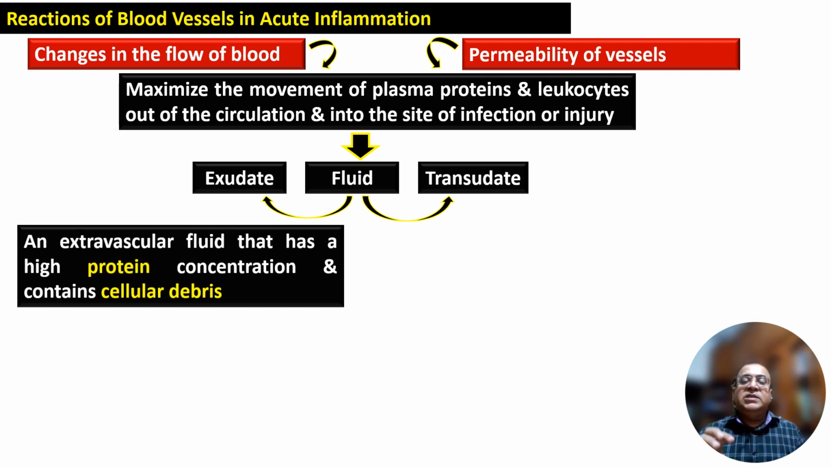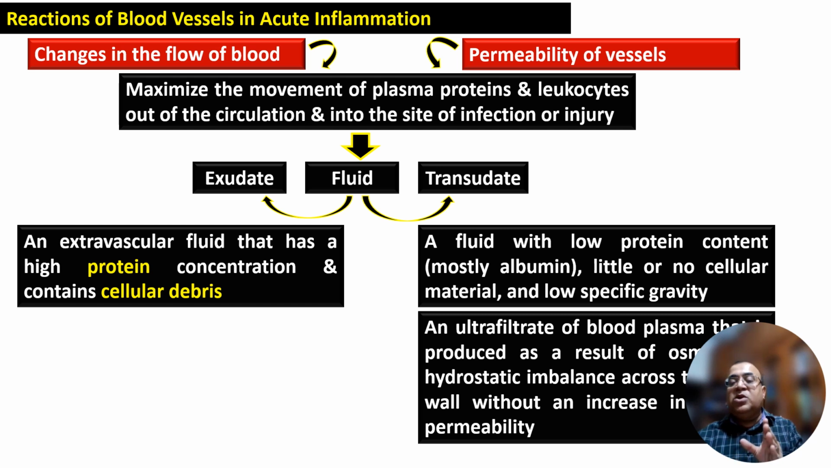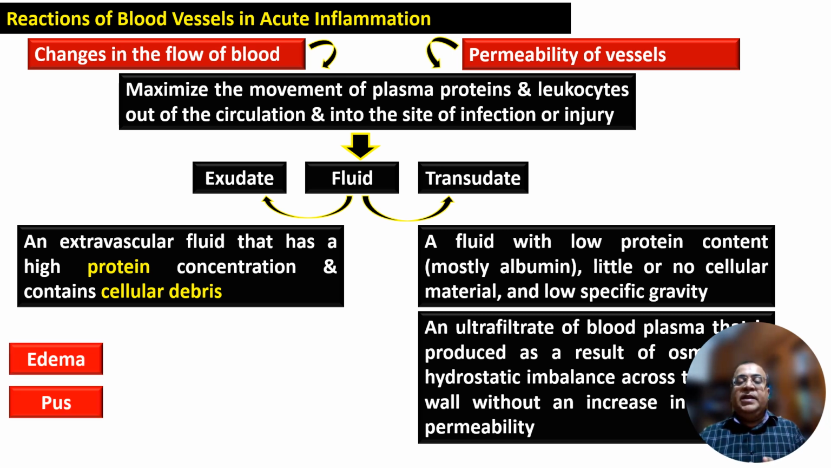The exudate is an extravascular fluid that has a high protein concentration and contains cellular debris, while transudate, or ultrafiltrate of the plasma, is a fluid with low protein content, mostly albumin, and it has little or no cellular material and has low specific gravity. This transudate is formed as a result of osmotic imbalance between various forces in the capillary network.